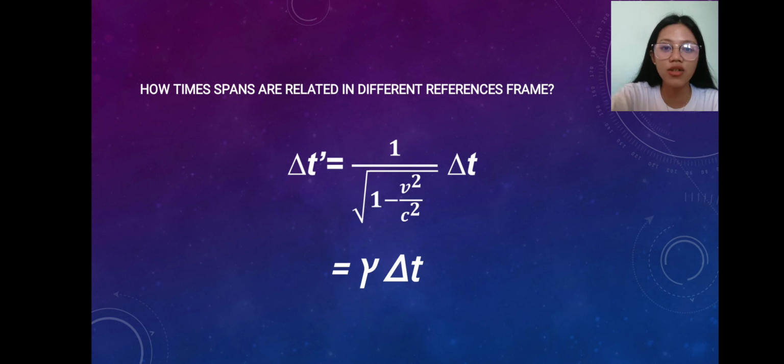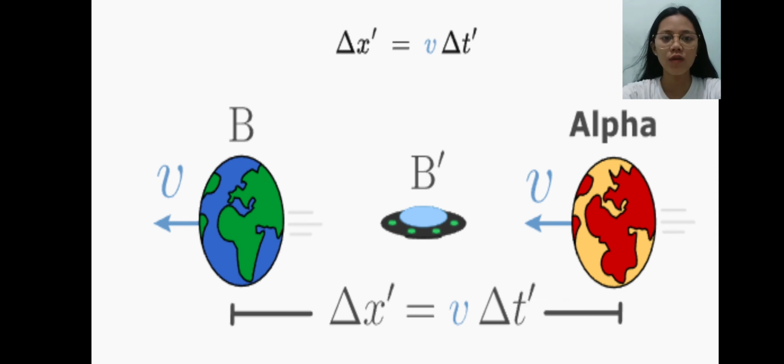Since we know that the magnitude of the relative velocity at which the Earth is moving away from the spaceship is v, we can use the time period delta t prime to calculate the distance delta x prime that the spaceship must travel from the Earth to the planet Alpha. And from the point of view of the observer on Earth B, the spaceship needs the time span delta t, and the spaceship moves away with a velocity v. Therefore, the travel distance delta x in that reference frame B is calculated as follows. So we have delta x equals v multiplied by delta t.